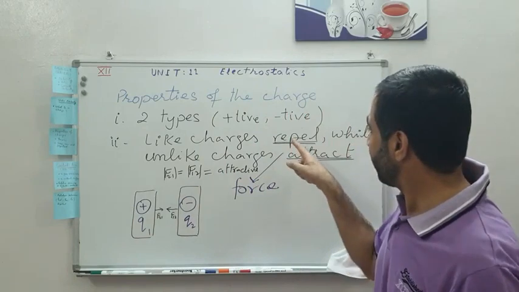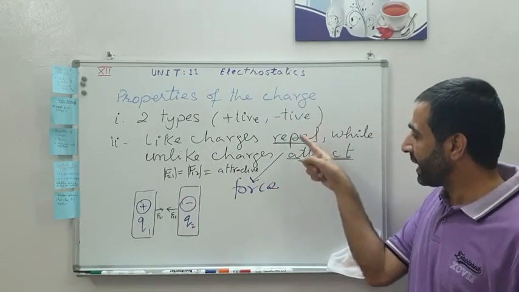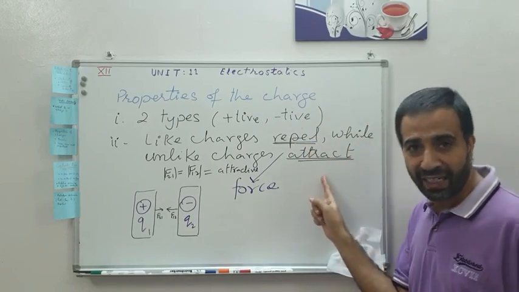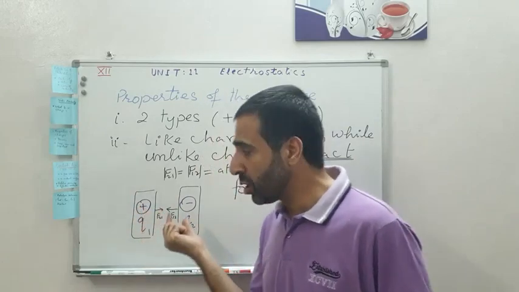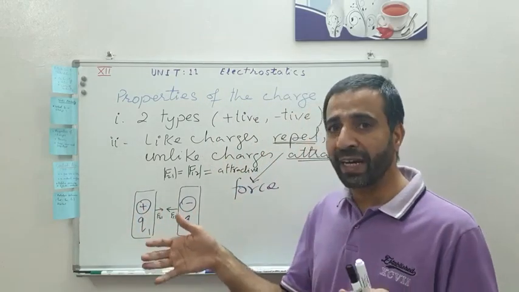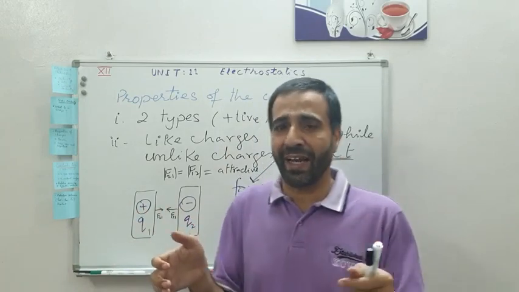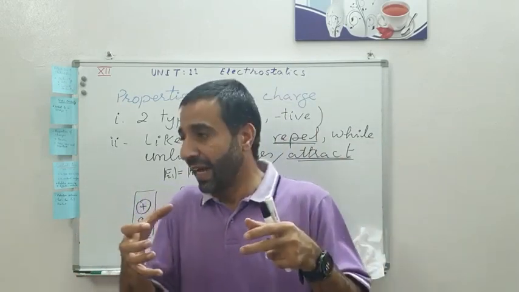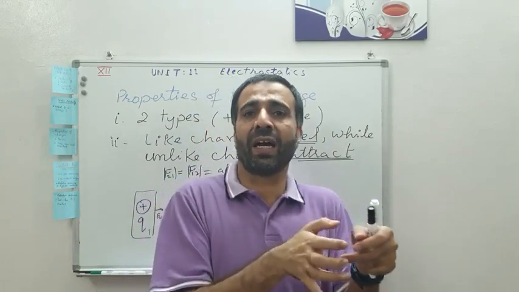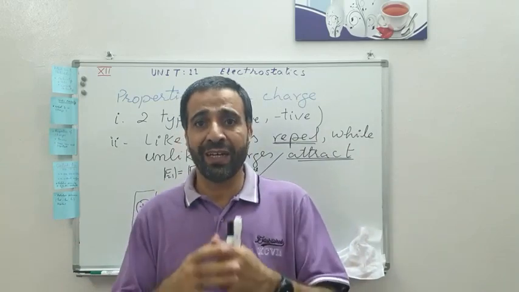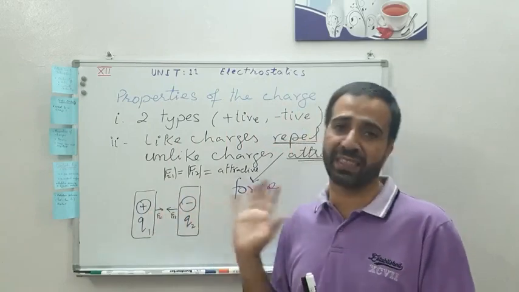So where does this electrostatic force come from, whether repulsion or attraction? It comes from the point where, when the two bodies are brought closer together, their electric fields interact with each other, and that electric field gives rise to the electrostatic force. Either attraction or repulsion depends on the type of charge on the body.